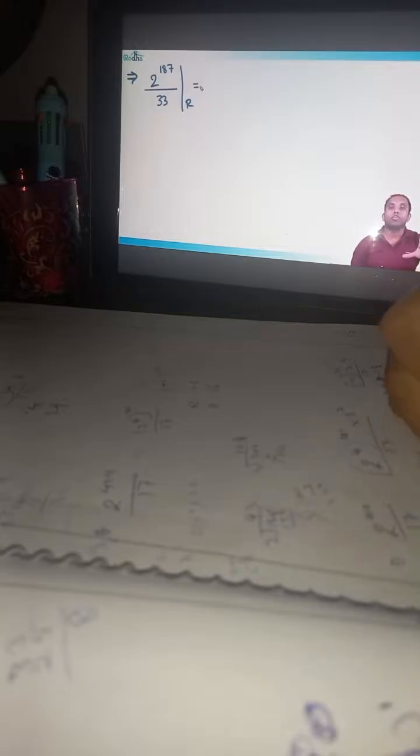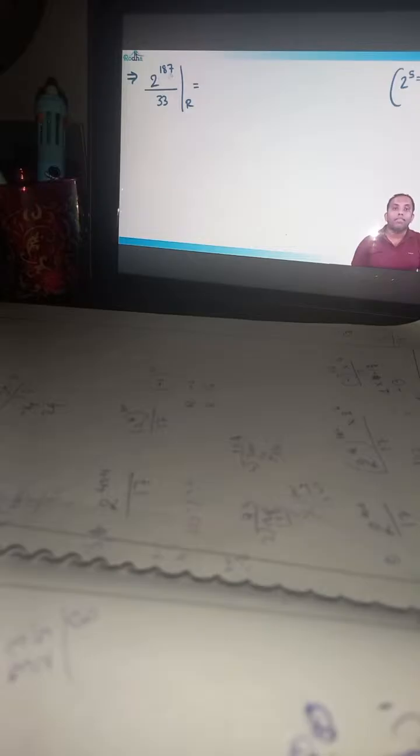I can take another example here: 2 raised to 187 by 33 remainder, right? A slight twist. Why a slight twist? Because in the last question it was 2 raised to 185, a multiple of 5. What if the number is not a multiple of 5, and the power we need for the plus or minus remainder has to be a power of 5? I know that 2 raised to 5 is 32 and 32 by 33 has to be minus 1.